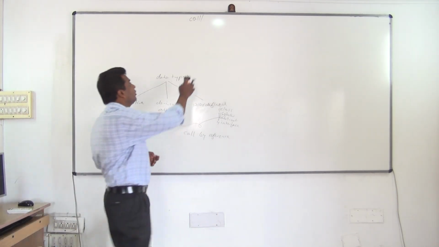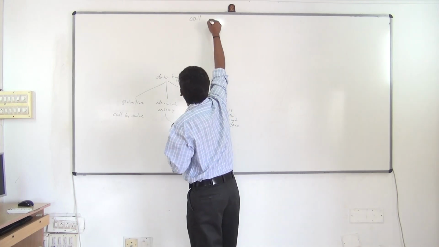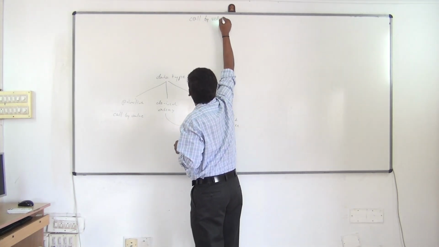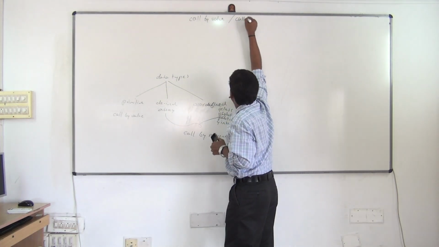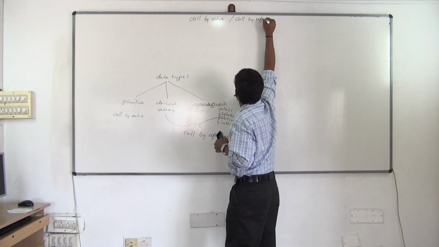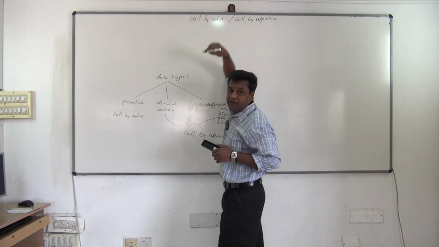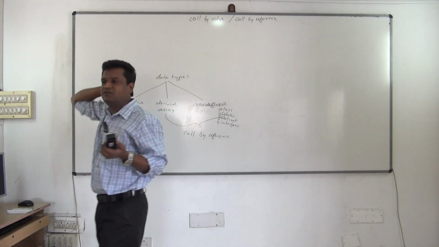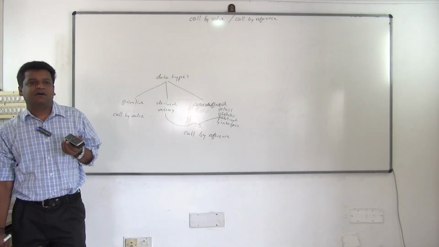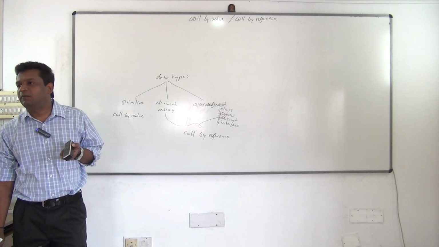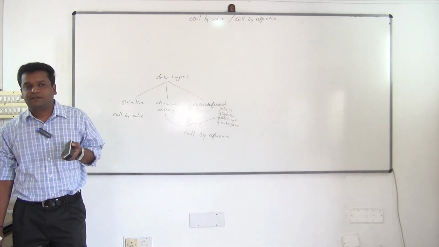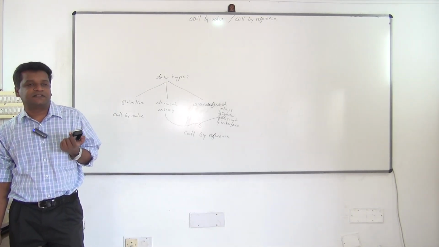So here we are moving to the topic of what? Call by value and call by reference. So when will Java be doing call by reference and when will Java be doing call by value? If it is primitive, Java uses both. Call by value also it uses, call by reference also it uses. So it depends on the argument you are passing.